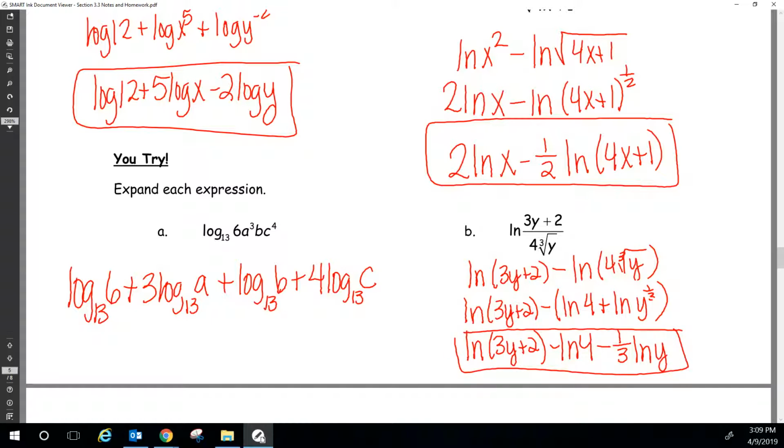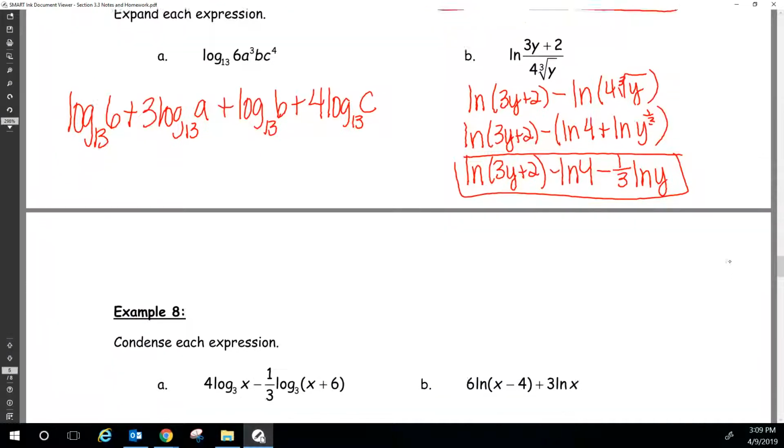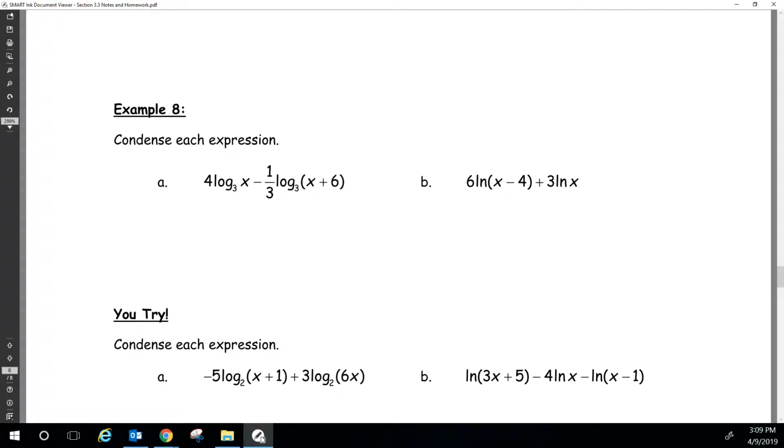All right, and that's expanding our expressions. And example number 8, we're going to condense them. So now we've got multiple logs, and we're going to squish them back together and make them one log. So first thing we want to do when we're condensing is move our exponents back up into the exponent spots. This is really log base 3 of x to the 4th minus log base 3 of x plus 6 to the 1/3 power.